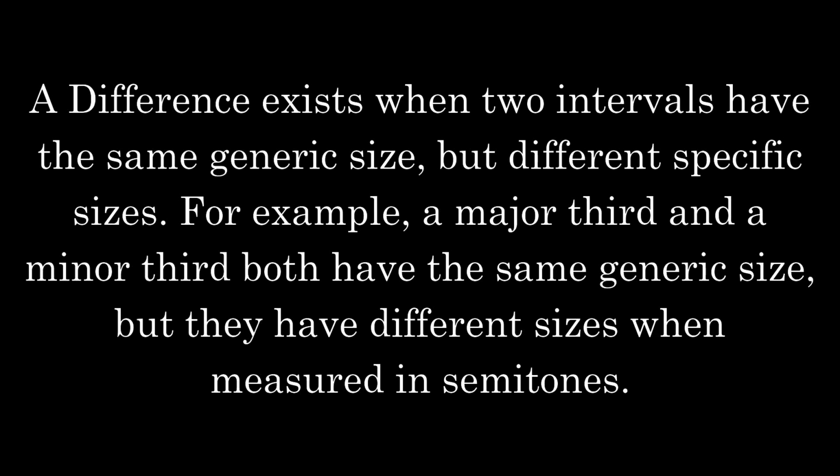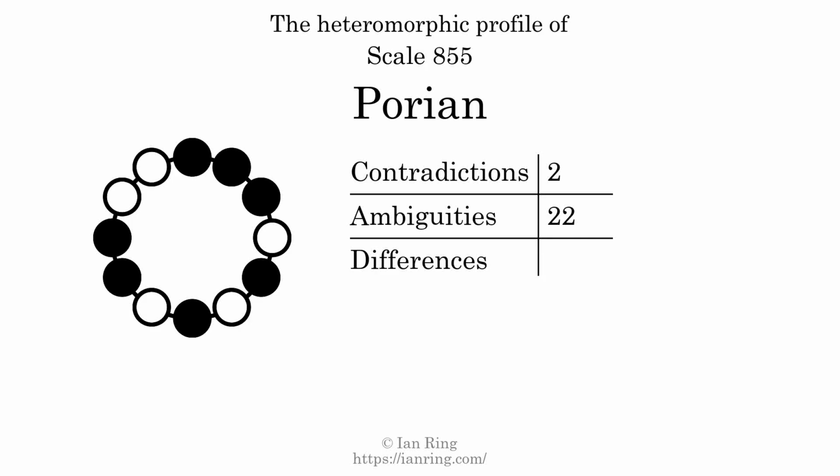A difference exists when 2 intervals have the same generic size, but different specific sizes. For example, a major third and a minor third both have the same generic size, but they have different sizes when measured in semitones. The number of differences in this scale is 86.